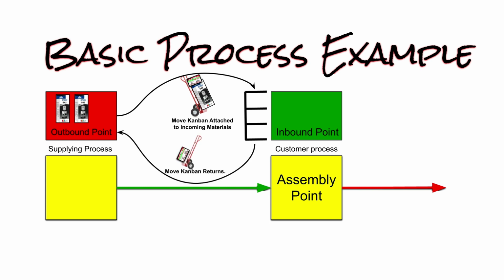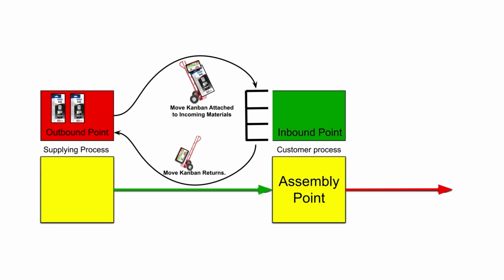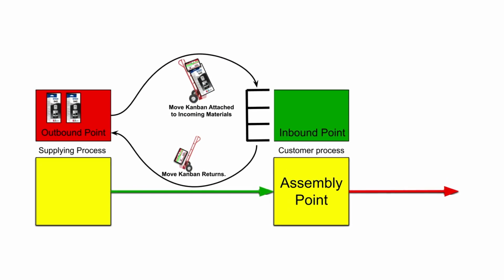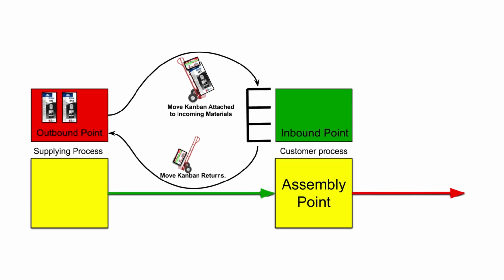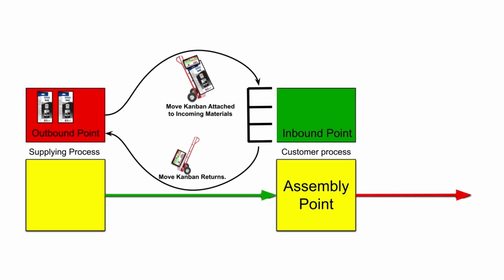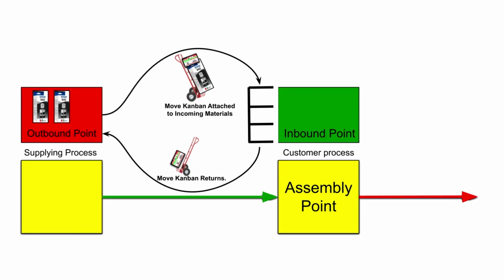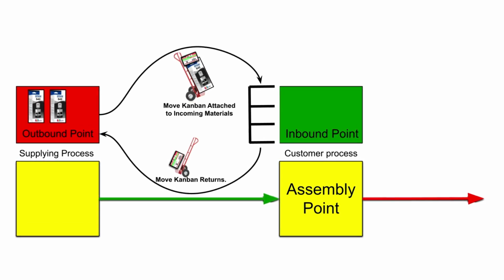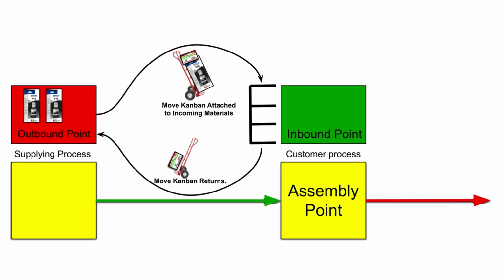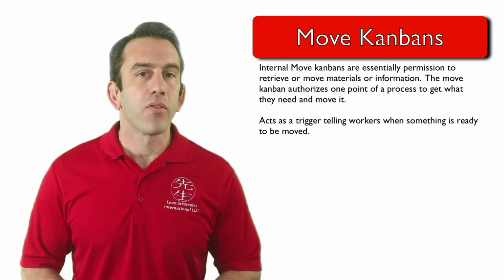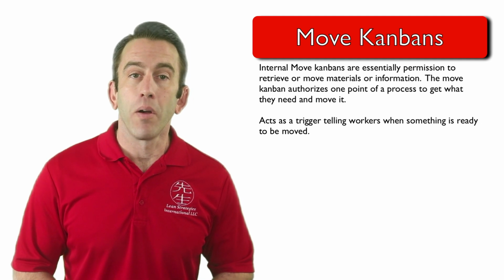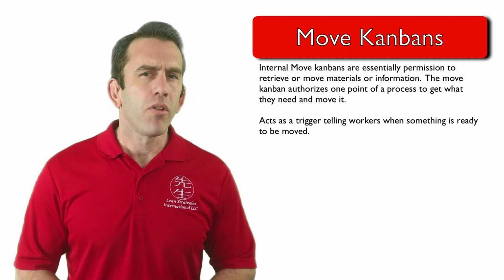When the next process step begins to consume those materials, the move Kanban is removed and taken back to the previous process step's outbound point. Once it arrives at the outbound point, it is attached to a new full amount of the needed items or information. Once the move Kanban is attached to this new full container, it is then moved to the next process step's inbound point. As you can tell, the move Kanban acts as a trigger, telling workers when something is ready to be moved.